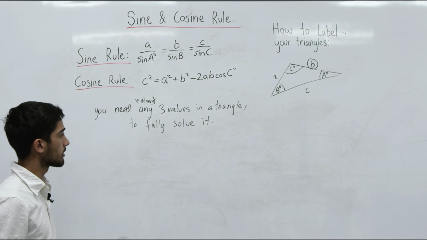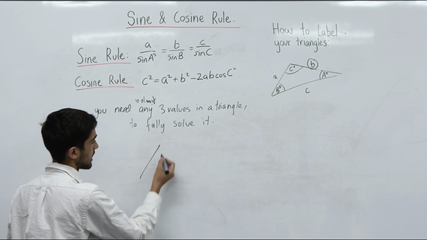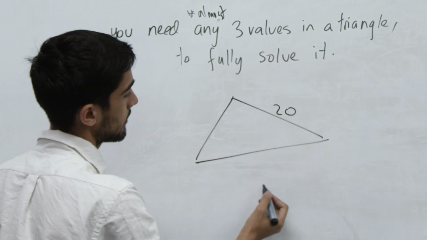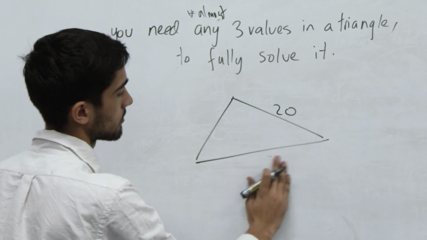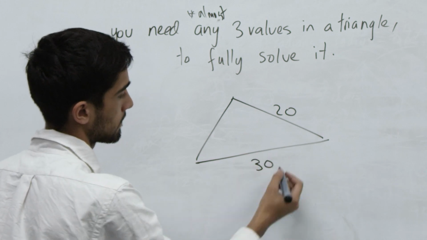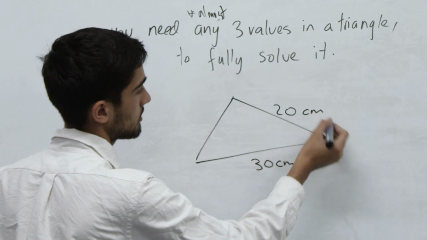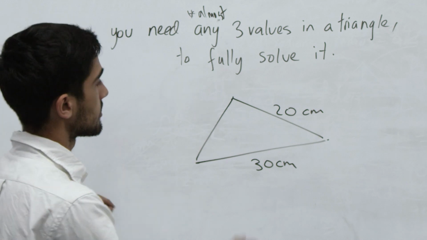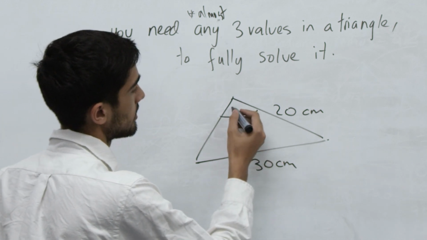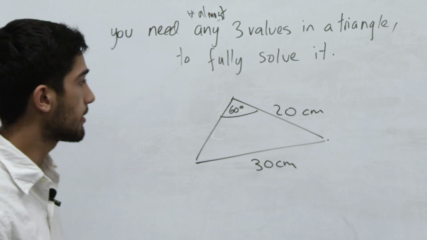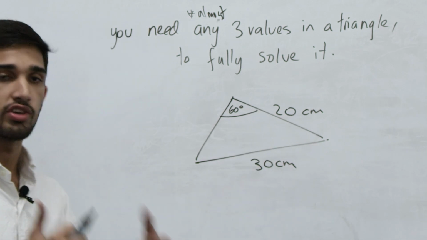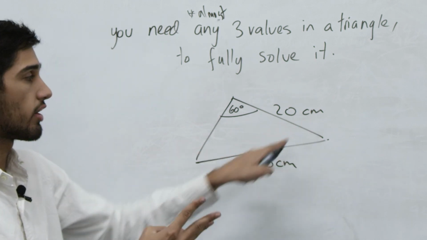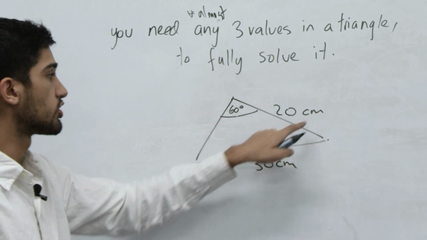So in this example, I'm going to give you a triangle where we have this length here is 20, this length here is 30, let's say centimeters, units don't matter too much in this case, 30 and 20 centimeters, and let's say that this angle here is 60 degrees, okay? So can we solve this triangle? Yes, you can. We have 1, 2, 3 values. All you need is 3 values. As long as one of those 3 values is the length of a side, you can solve your triangle.